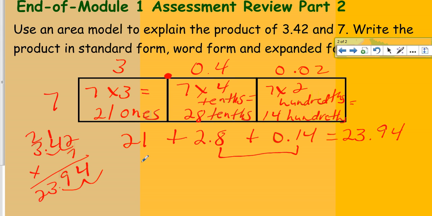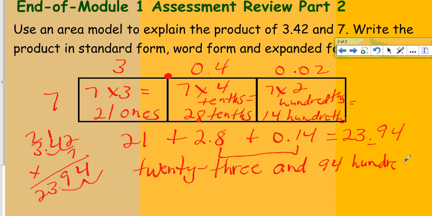So we're good. And in word form, we would write that as twenty-three, and don't forget the hyphen. Have to have that hyphen there when we have numbers from the tens place and the ones place. That's the rule. And then we have to put in our word and, because that represents the decimal. And then 94 hundredths. We could just write the 94. That's fine. Hundredths. I guess technically that should be ninety-four. Okay, ninety-four.